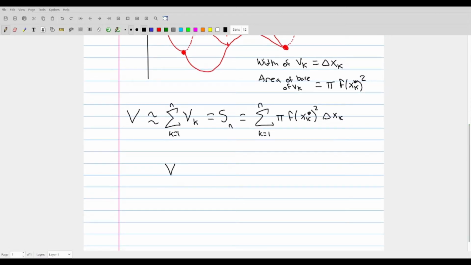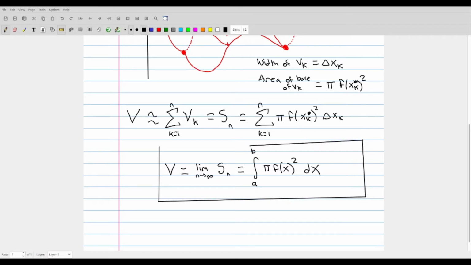And then the actual volume of the surface of revolution is equal to the limit of this Riemann sum as n goes to infinity, or as the delta xk's get smaller and smaller. And the formula that you get when you take that limit is exactly the definite integral from a to b of pi times f of x squared dx. And this is our basic method of slicing formula that we get when we take the Riemann sum.